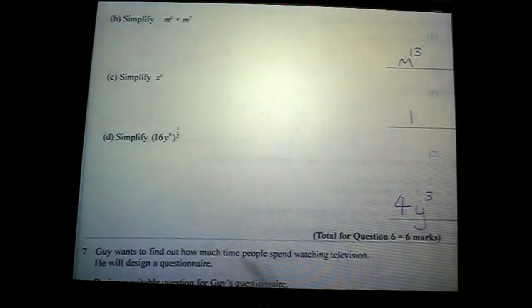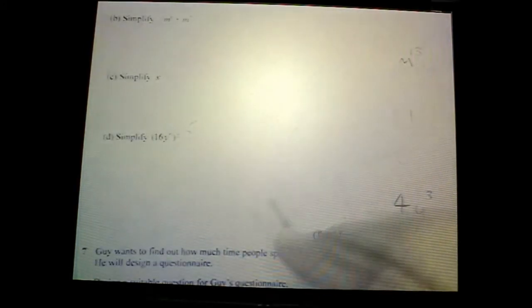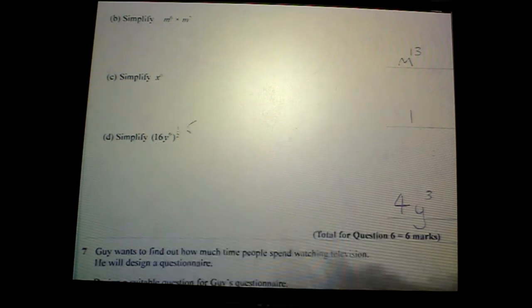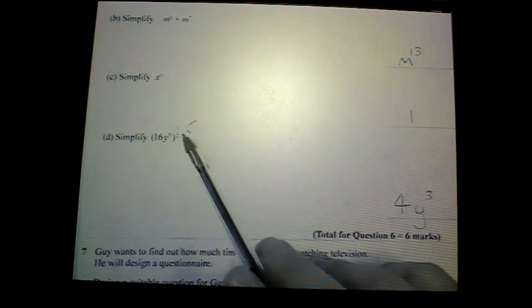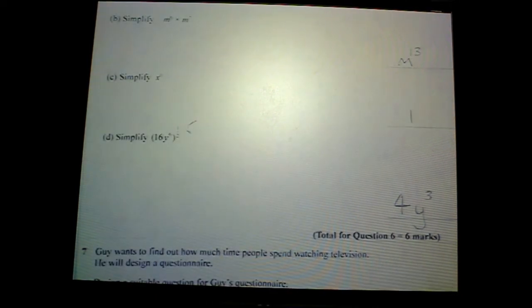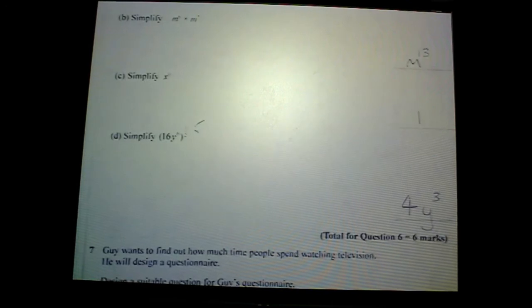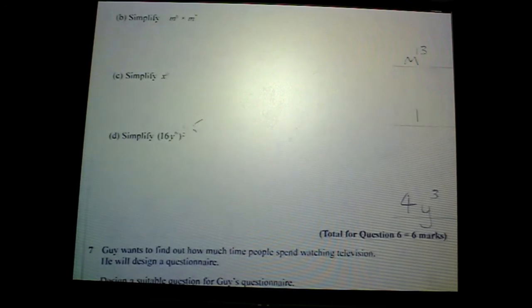To the power a half means square root. So you need to square root 16, so that's 4, and you half the index of y, so that becomes 3. So the answer should be 4y to the power 3.